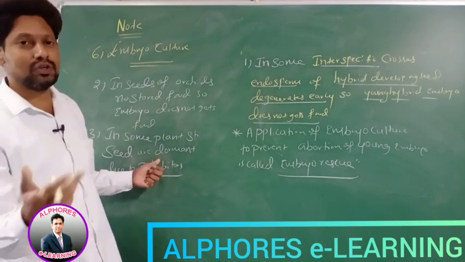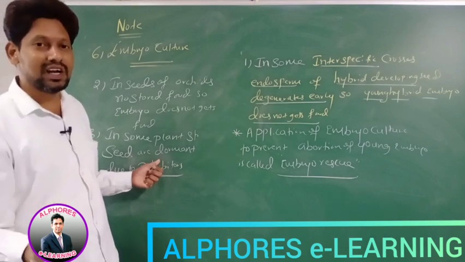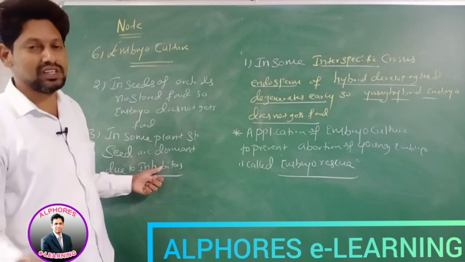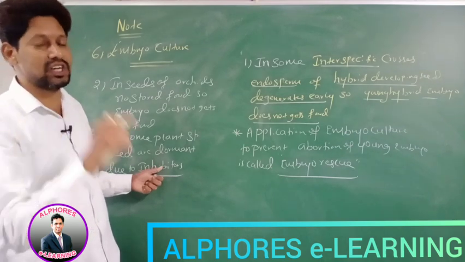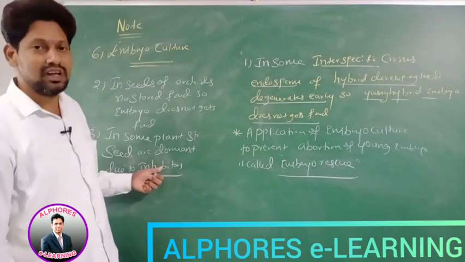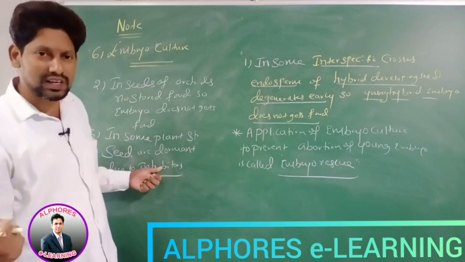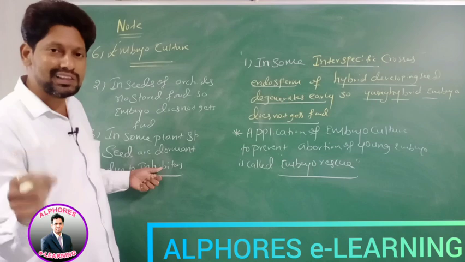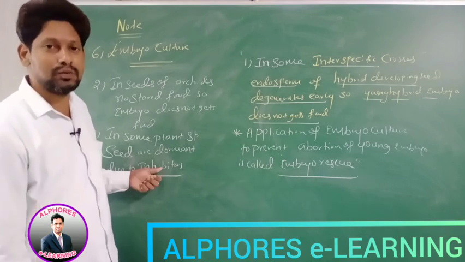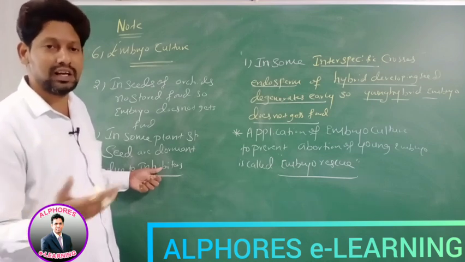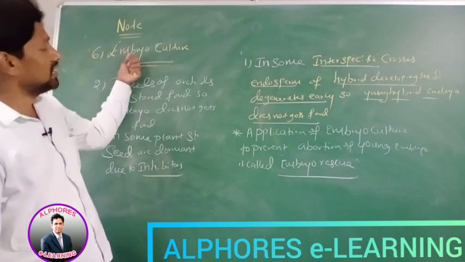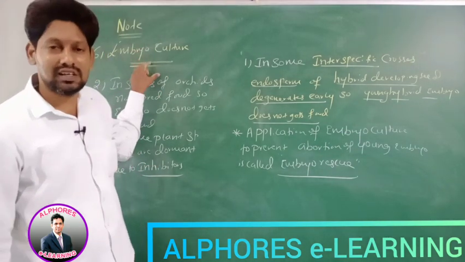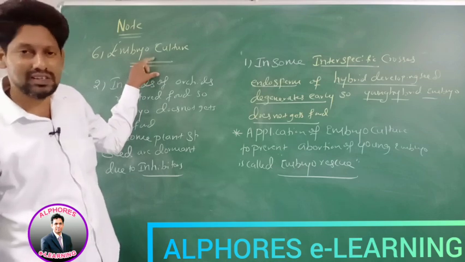The seed is unable to germinate. It means the seed is undergoing dormancy due to the presence of inhibitors, which are not allowing the seed to germinate. In such cases, the young embryo is isolated from that dormant seed, and when cultured on the nutrient medium, it produces a young seedling. We call it embryo culture. Are these statements okay? This is concerned with embryo culture. Thank you.